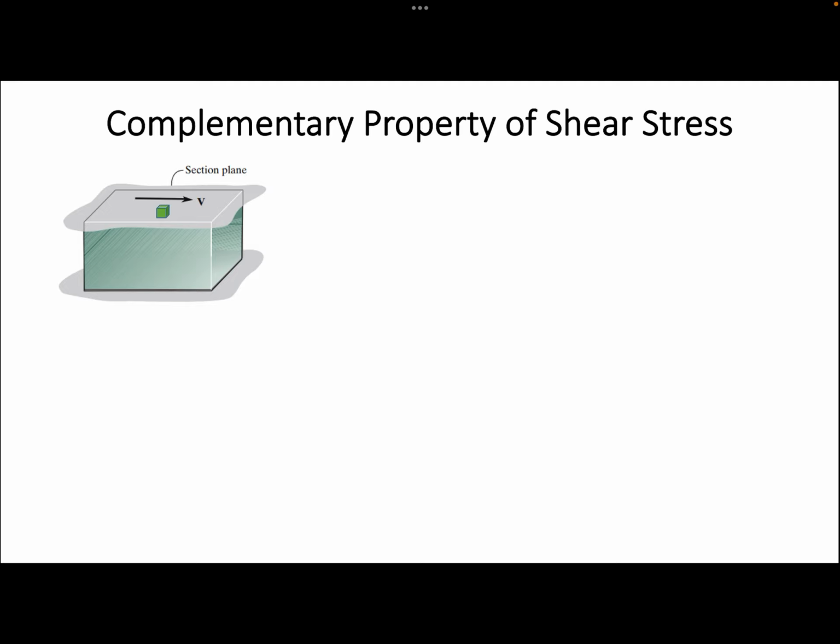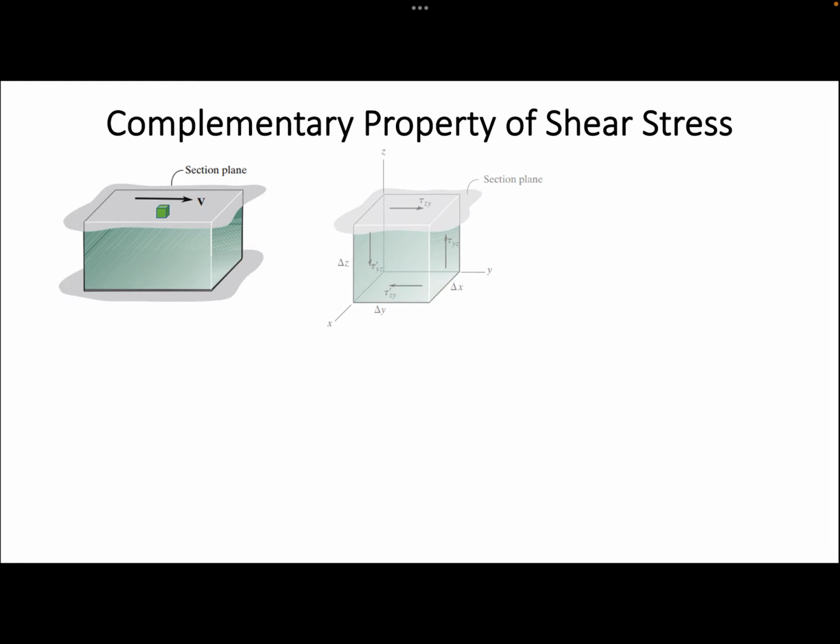Now let us try to understand a very important property of shear stress, which is called complementary property. For that, consider the block on the screen, which has been sectioned and is subjected to the internal shear force V. Let us extract this volume element, zoom in and name the shear stress on each surface.